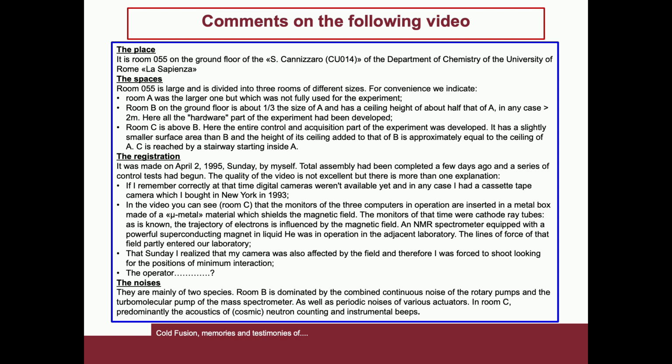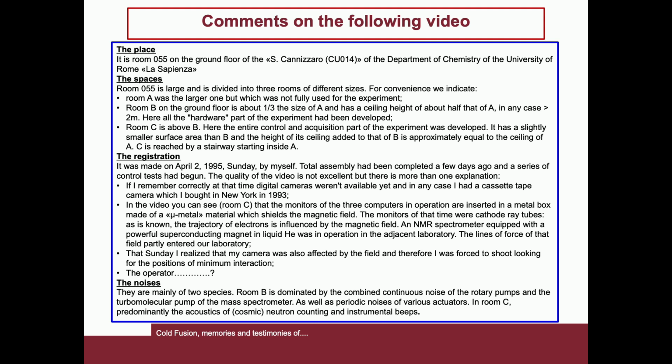In the video you can see, in room C, that the monitors of the 3 computers in operation are inserted in a metal box made of mu metal, a material which shields the magnetic field. The monitors of that time were cathode ray tubes. As is known, the trajectory of electrons is influenced by the magnetic field. A nuclear magnetic resonance spectrometer equipped with a powerful superconducting magnet in liquid helium was in operation in the adjacent laboratory. The lines of force of that field partly entered our laboratory. That Sunday, I realized that my camera was also affected by the field, and therefore I was forced to shoot looking for the position of minimum interaction.